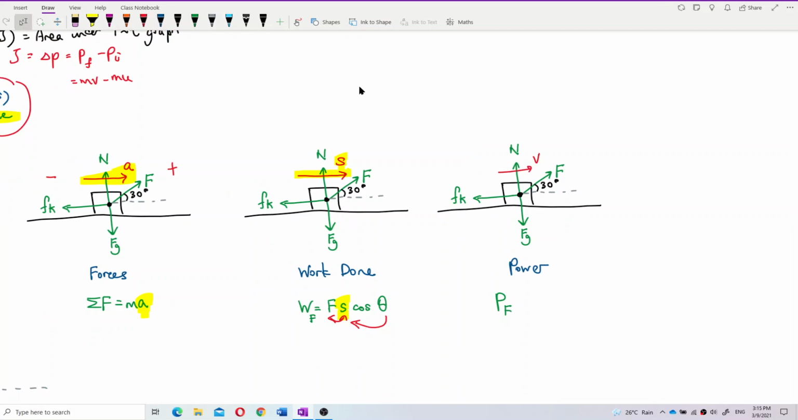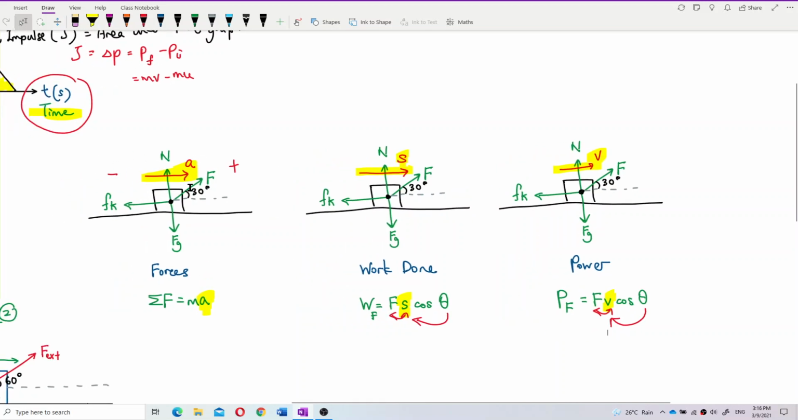Velocity over here. Why is velocity important? Because our formula has velocity. The formula for power is Fv cos theta. Our v is very important, because we need to compare each force with velocity to get the value of theta. So for power we need to draw velocity. For work done we need to draw displacement. For forces we draw acceleration to get positive force or negative force. Okay, all right, good.